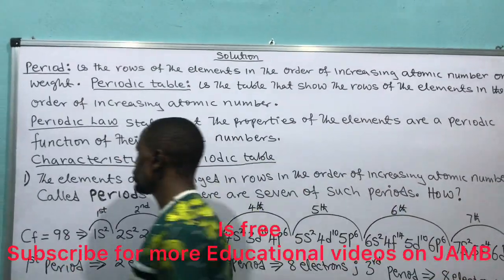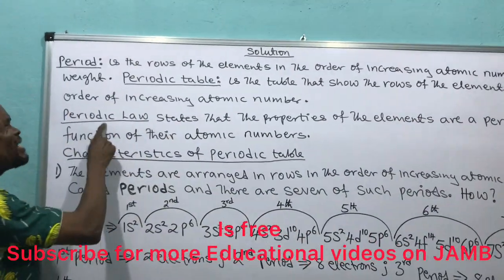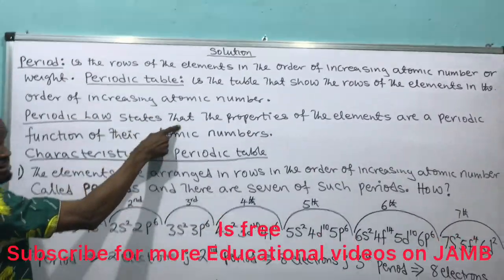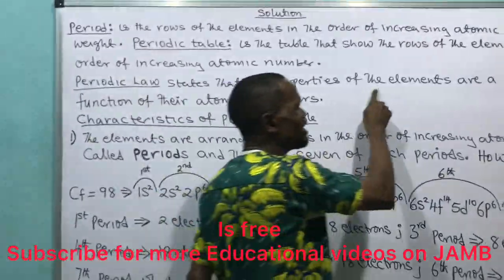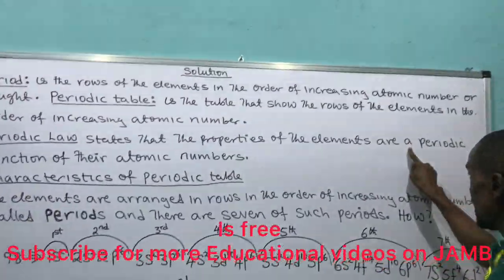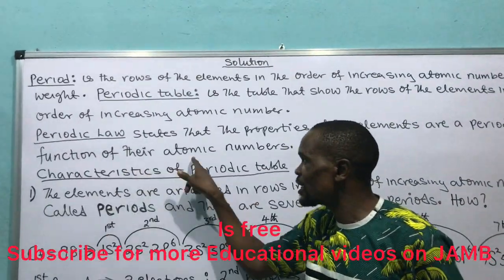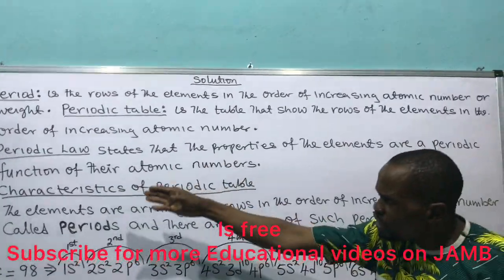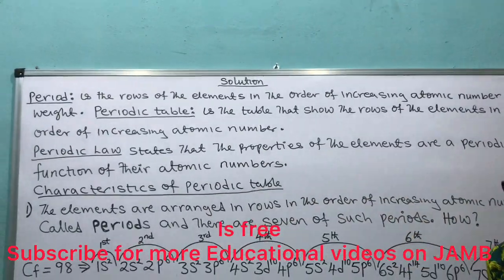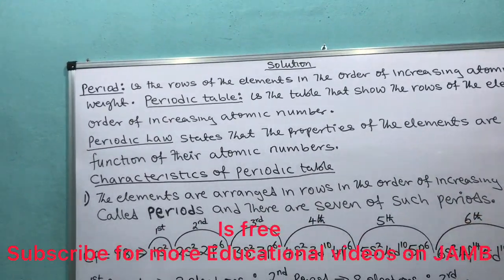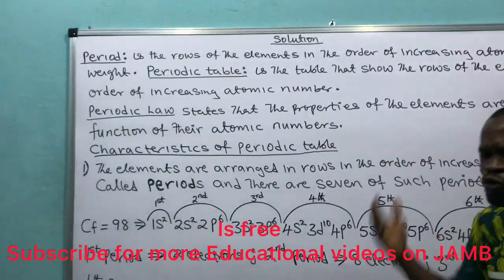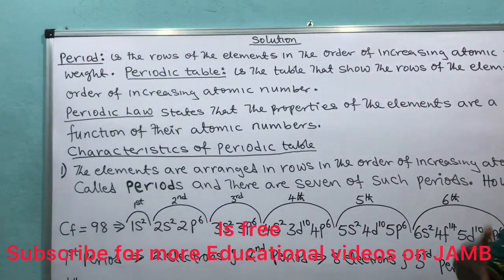Then let us look at what we mean by the periodic law. The periodic law states that the properties of the elements are a periodic function of their atomic number.